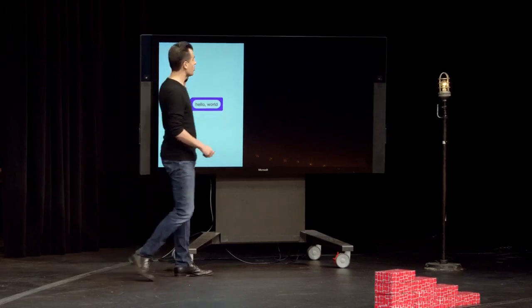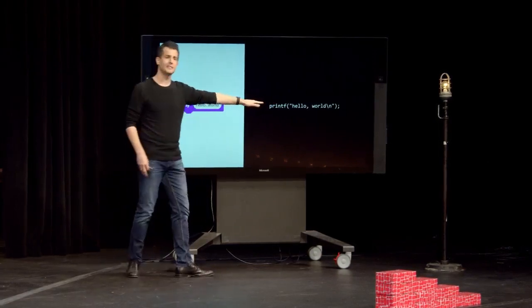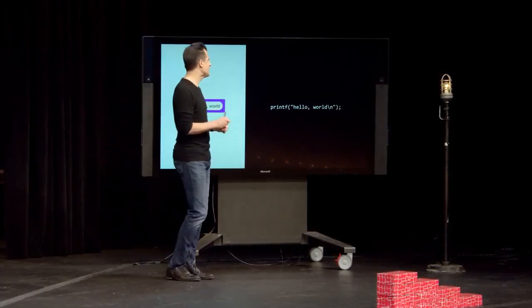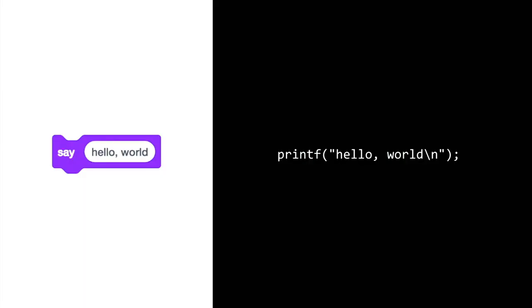In week 1, we translated this to the more cryptic syntax here, key details being that it's printf, that you have to quote the string hello world. You have this \n to represent a new line character. And then, of course, this kind of statement has to end with a semicolon.